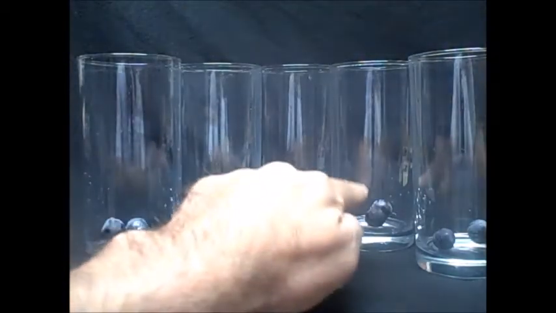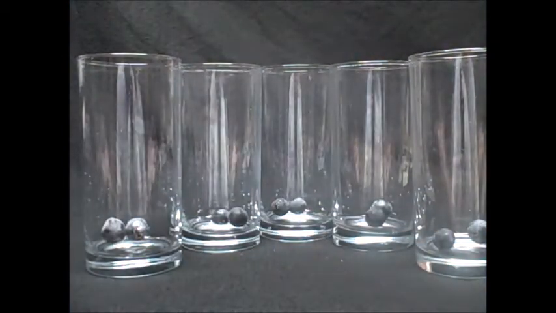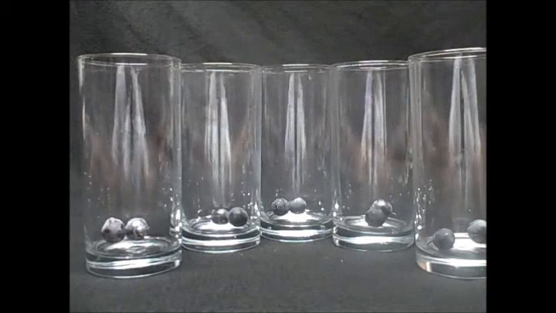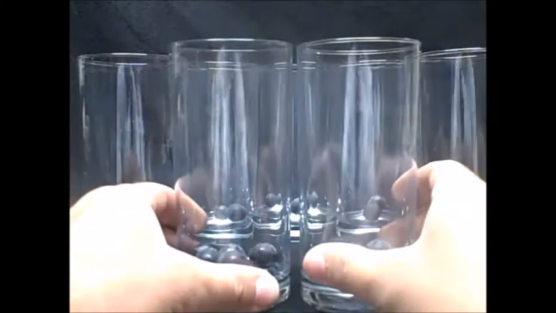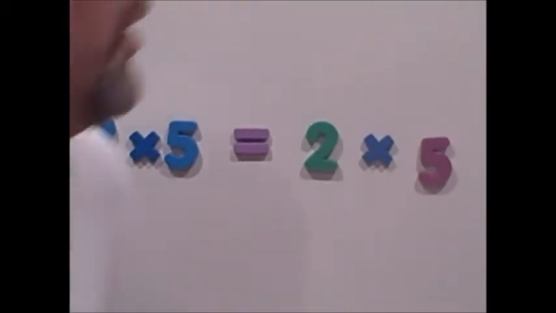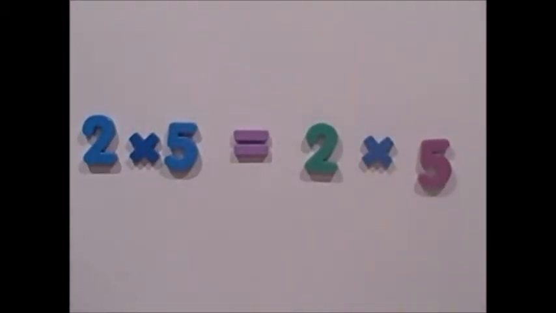2, 4, 6, 8, 10. So 5 times 2 is the same as 2 times 5. So our grape experiment was made possible because of the commutative property of multiplication. And this tells us that the order of the factors can be changed, but the product stays the same. And we proved this with our grape experiment.